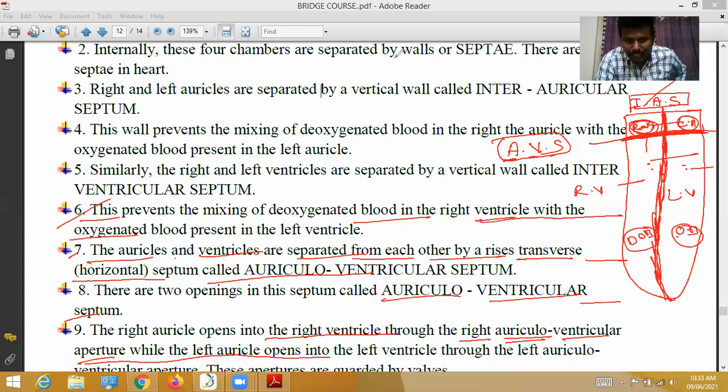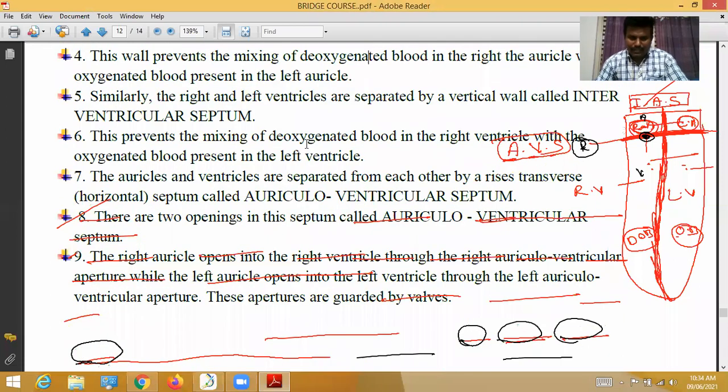I will show it in another diagram. Here one hole will be there, present in the right direction. Aperture means hole. This hole opens the right auricle into the right ventricle. That's why it is called the right auriculoventricular aperture. While the left auricle opens into the left ventricle through the left auriculoventricular aperture.